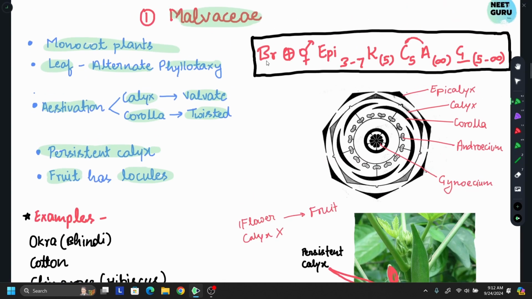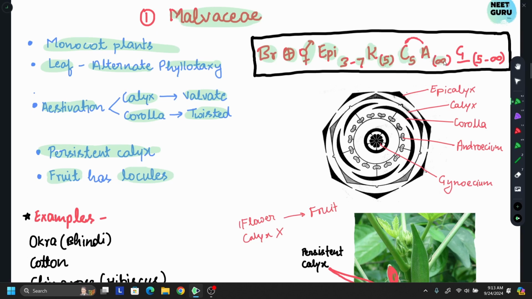Now coming to the most important point, the floral formula. Br is what we call bracteate. The Br basically represents bracteate. The plus sign represents an actinomorphic flower, bisexual flower, epicalyx is present, 3 to 7 epicalyx. Calyx is total 5, and these are fused sepals. Corolla or petals are 5 and they are not fused.